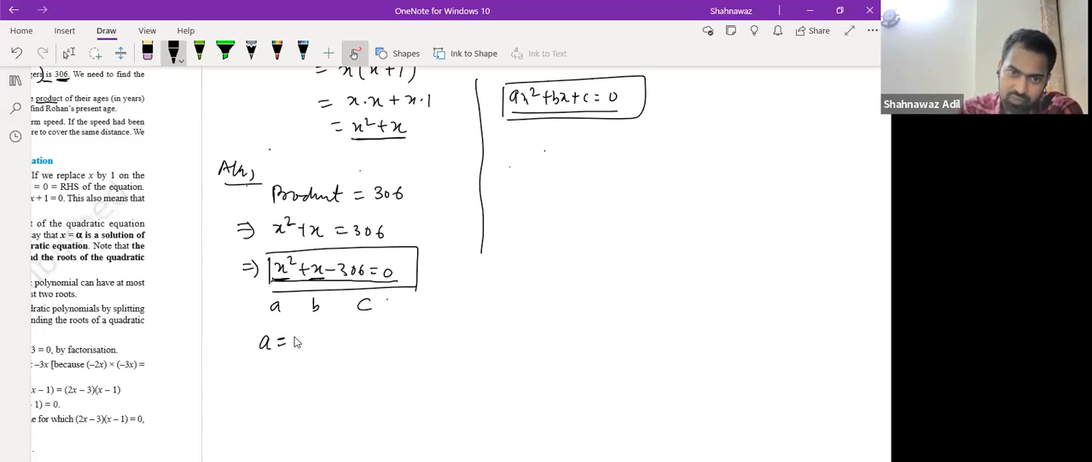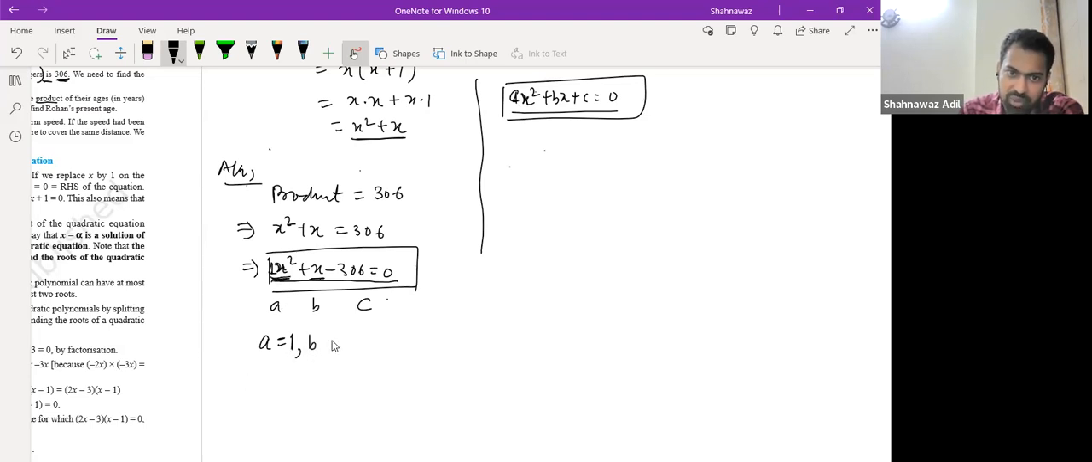A is equal to x square. Whatever is sitting beside x square, that is A. So what is sitting beside x square in case of A? 1, right? Yes, so A would be 1.